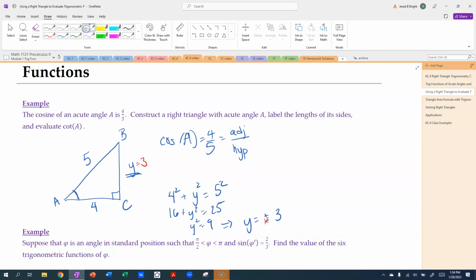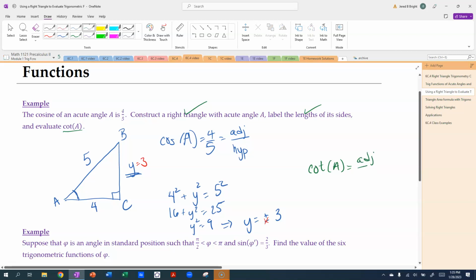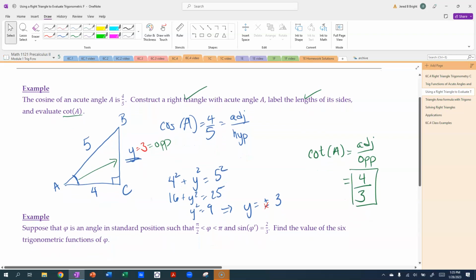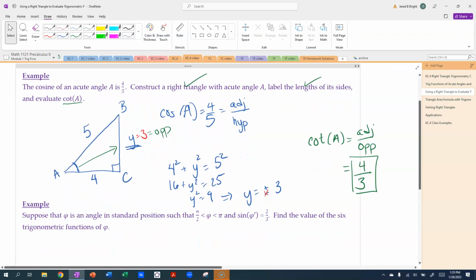Finally, this is asking us to evaluate cotangent, and I have all the sides of the right triangle drawn. Cotangent of A is the reciprocal of tangent. Tangent was opposite over adjacent, so cotangent would be adjacent over opposite. So this would be 4 over, and with respect to angle A, y would be the opposite side. So 4/3. Again, for right triangle applications, get a sketch, and you'll be good to go.